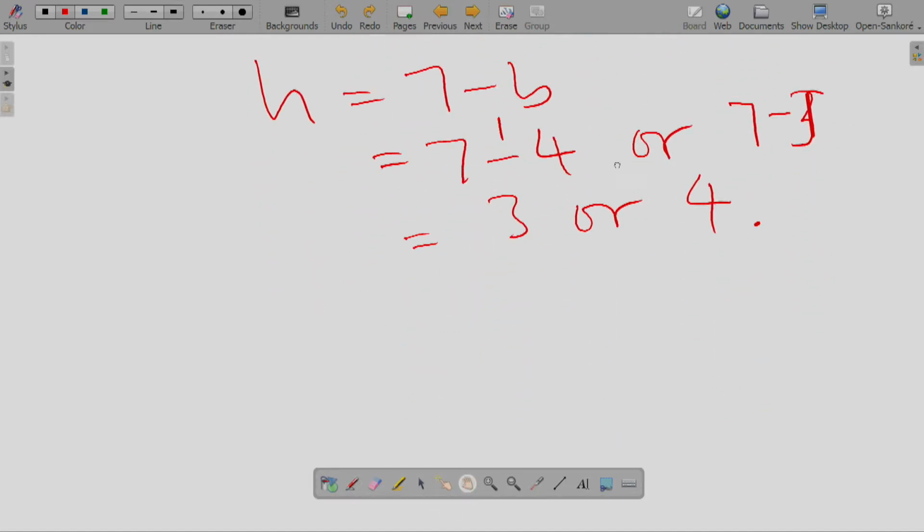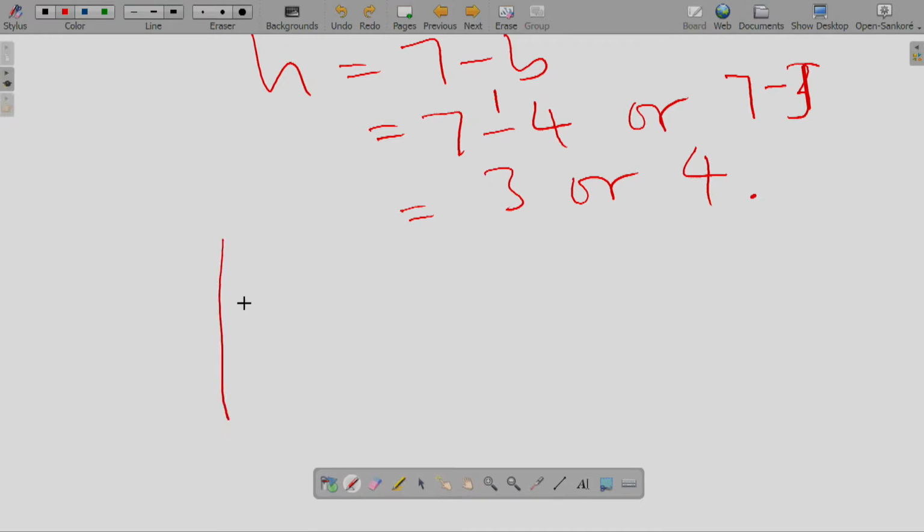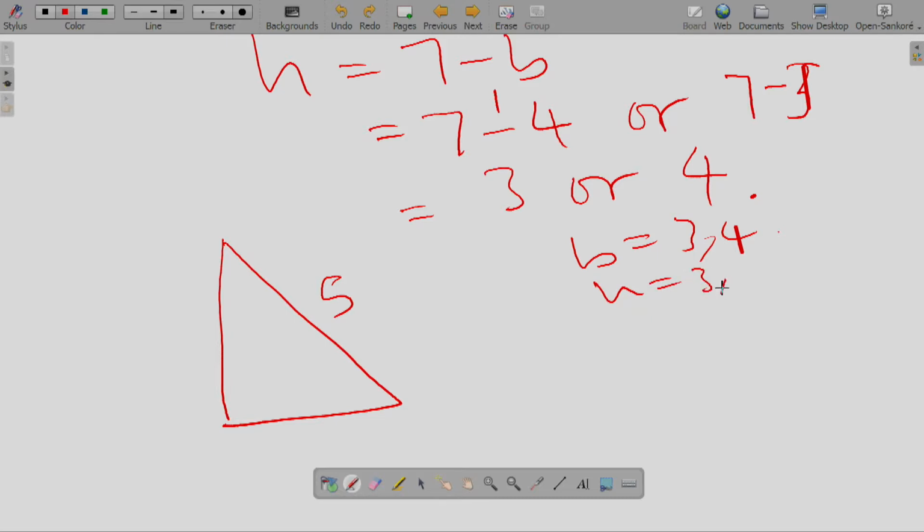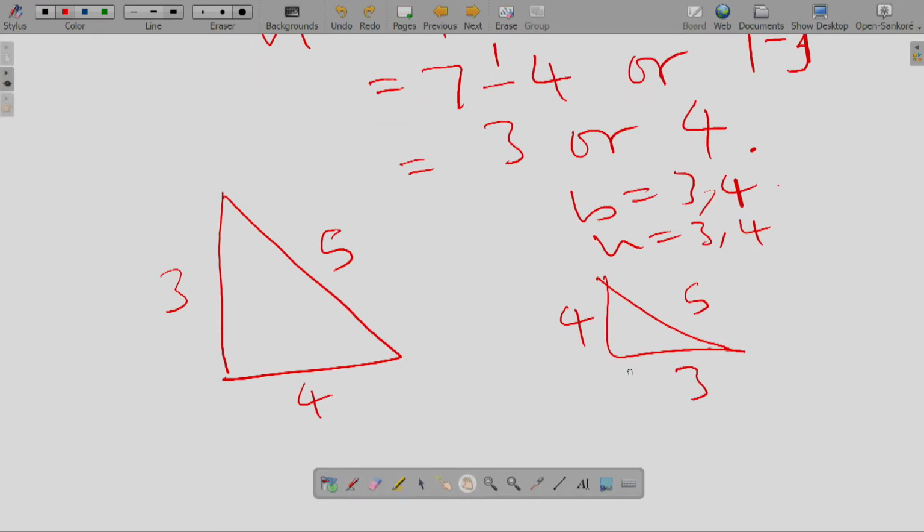Therefore, from our triangle, let's draw it here. Here we have 12. Base is equal to 3 or 4, and height is equal to 3 or 4. So you can take either 3 or 4. Also, you can take it like this, 4 or 3. Whatever you take, you get the same area.